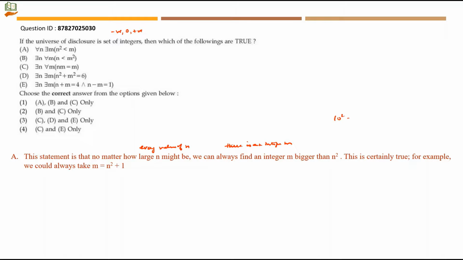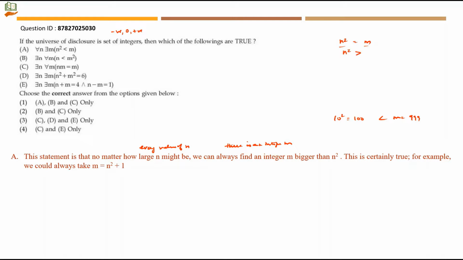Let's take 10 square, which is equal to 100. Now m is also an integer. What if m is going to be 999? Here m is only greater. It means for every n value, we can have a different m value. So this statement can be taken as no matter how large n might be, we can always find an integer m bigger than n square. This is certainly true. For example, we could always take m is equal to n square plus 1. When we have n square is equal to m, it means both the values are equal.